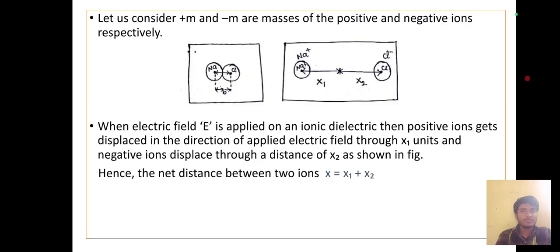Let us consider +m and -m as the masses of the positive and negative ions respectively. When the electric field E is applied on an electric dielectric, the positive ions get displaced in the direction of the applied electric field through x1 units, and the negative ions are displaced through a distance of x2, as shown in the figure. Hence, the net distance between the two ions is x equal to x1 plus x2.